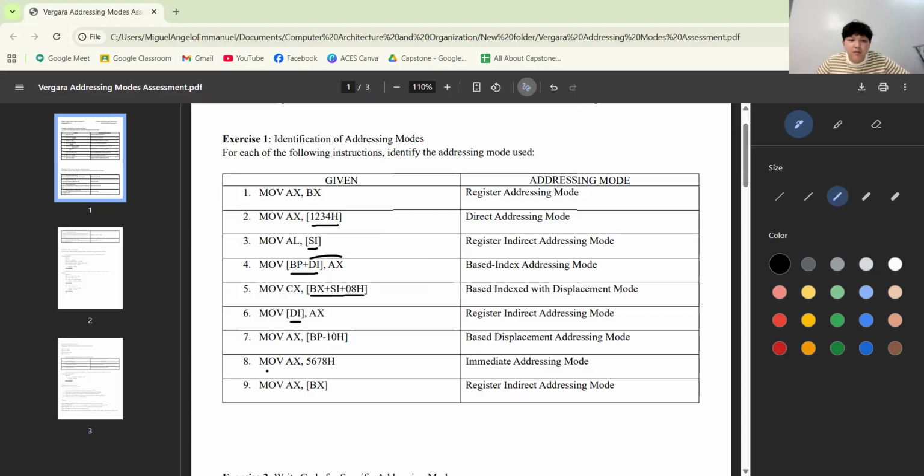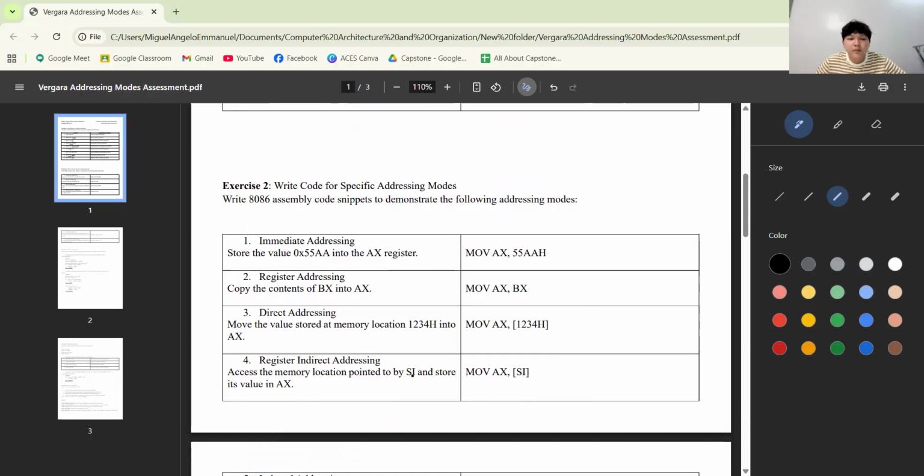Next, for number 8, we have MOV AX, 5678H. In this part, the addressing mode used is immediate addressing mode. Why? Because the data operand is part of the instruction itself. So ito yung data operand natin and directly part siya ng instruction. And lastly, we have MOV AX, [BX]. So for this one, the addressing mode used is register indirect addressing mode, because BX also is part of the offset addresses that I mentioned earlier.